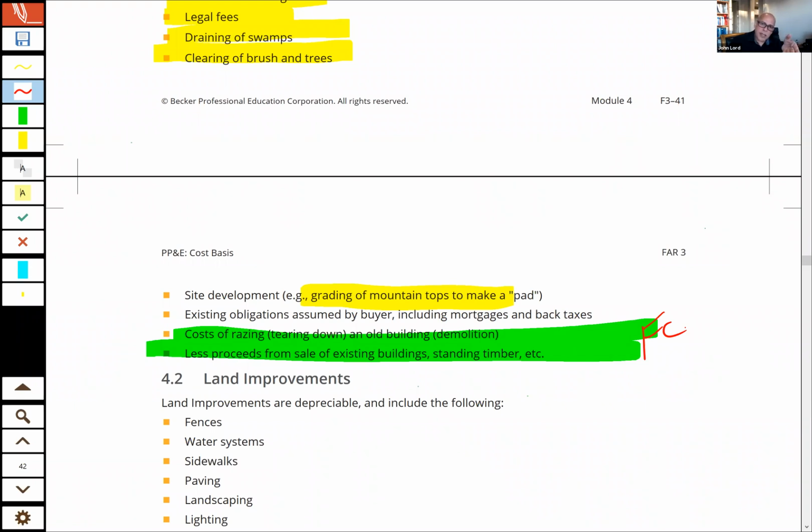That's part of the cost of the land, because you can't start digging for the foundation for the building until you remove that old building. Then what? Then you sell some of that metal and whatever's left, you sell it as scrap. Well, that would be coming off the cost of the land because you were able to recoup some of those costs. Okay, so flashcard those last two.